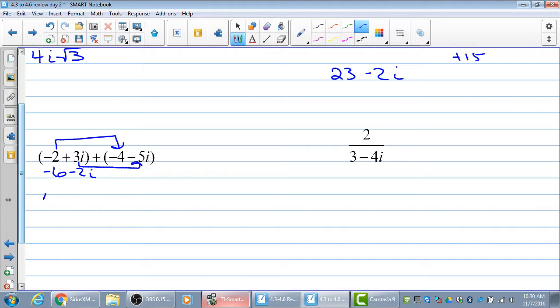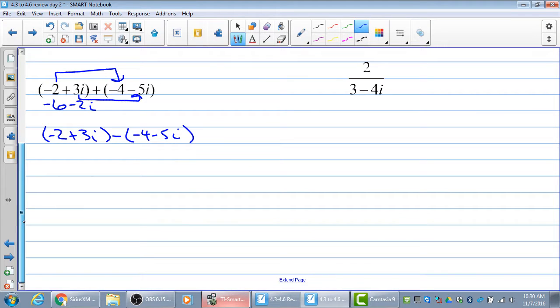Okay, so what if I add negative 2 plus 3i minus negative 4 minus 5i? So negative 2 minus negative 4 is like negative 2 plus 4, that's 2. 3i minus negative 5i, that's like 3i plus 5i, so that's plus 8i. So minus minus is always the plus.